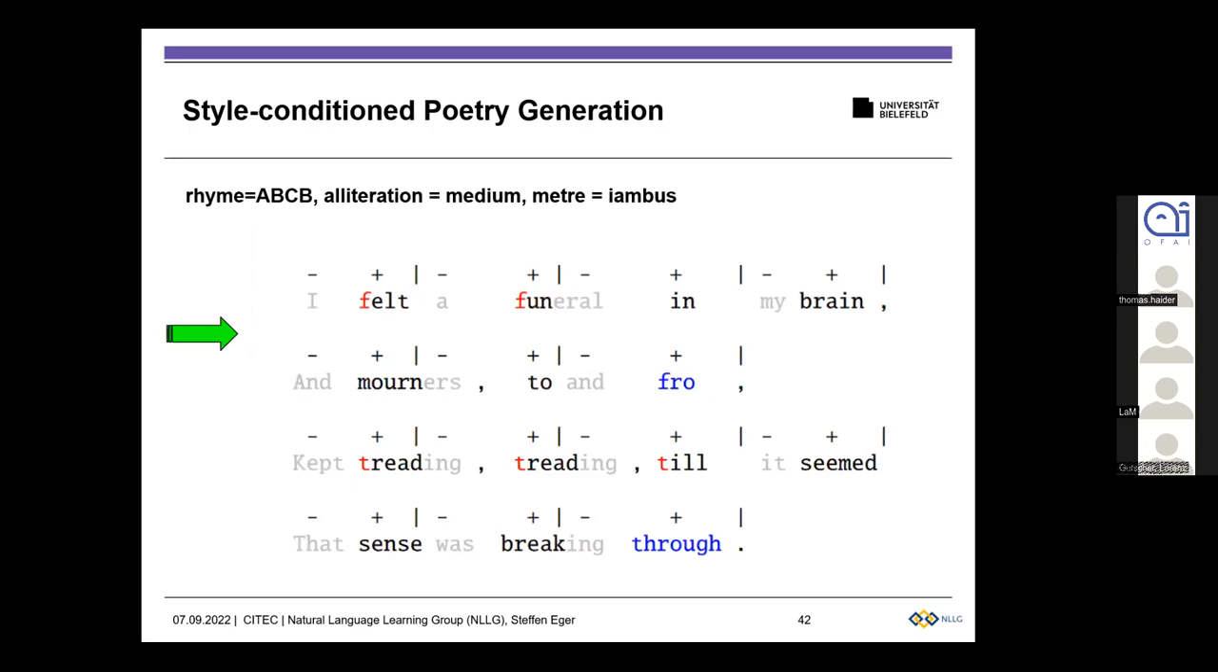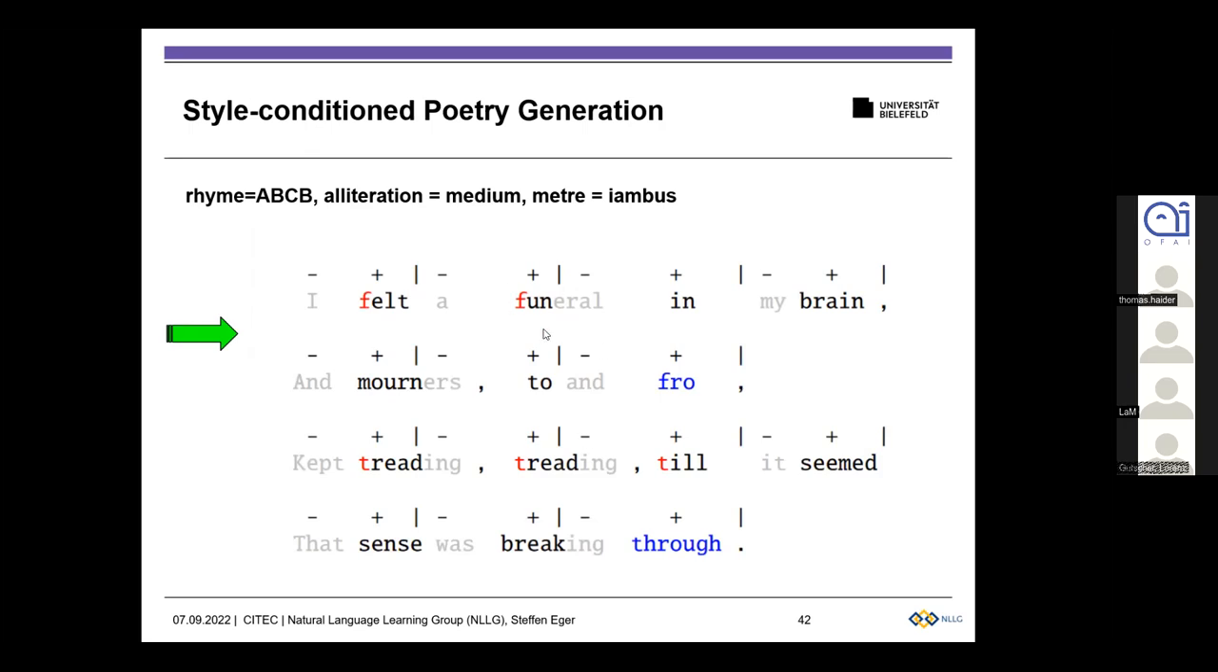And now here's how it would look in our data. We have the constraint, we tell the model, you should generate a poem that has rhyme scheme ABCB, that has medium alliteration level, and that has iambus as a meter. And then our model could, for example, generate something like this.